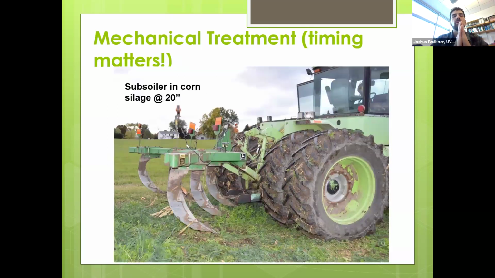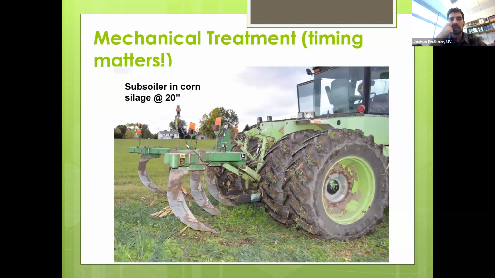And then we also had plots of mechanical treatment using a subsoil tillage tool, and these are used in the Champlain Valley across Vermont, some in sod systems and some in corn systems. This one was done at a 20-inch depth.